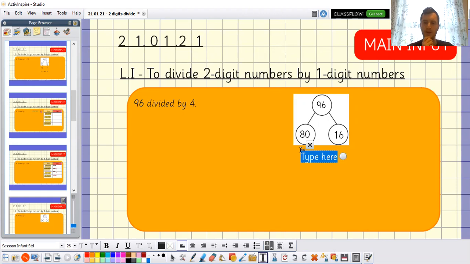Now I've talked about this one already. 8 divided by 4 is equal to 2. So 80 divided by 4 is equal to 20. 16 divided by 4 is equal to 4. And lastly, I add those numbers together and I get the answer 24. Well done if you managed to work through that one with me.